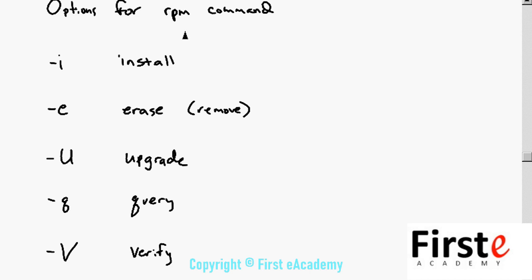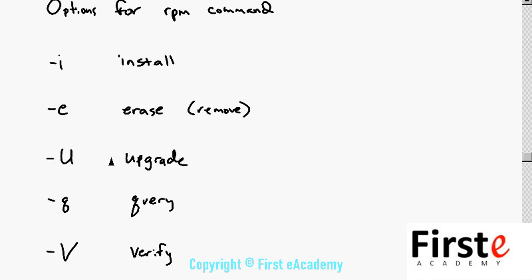Okay, now let's talk about some of the options for the RPM command, the command line RPM command. There are 5 basic categories of options. There's -i for install, so if you're installing a software package from scratch, you would use the lowercase i. -e is for erasing or removing a particular package from your system. When you erase a package from your system, you get rid of all the configuration files and so on.